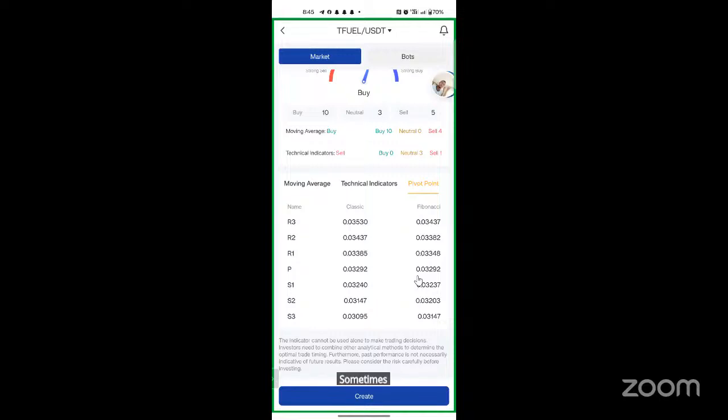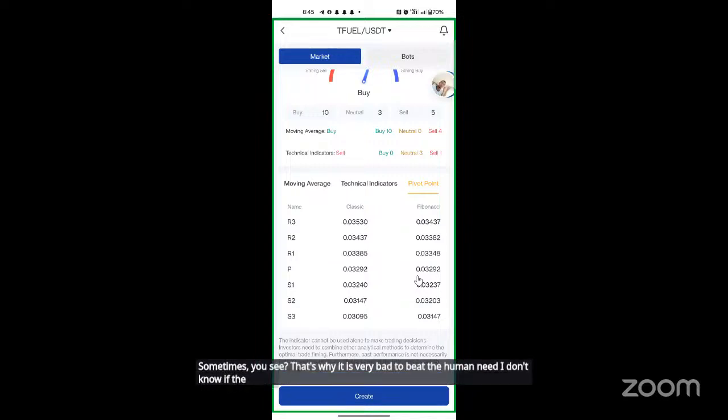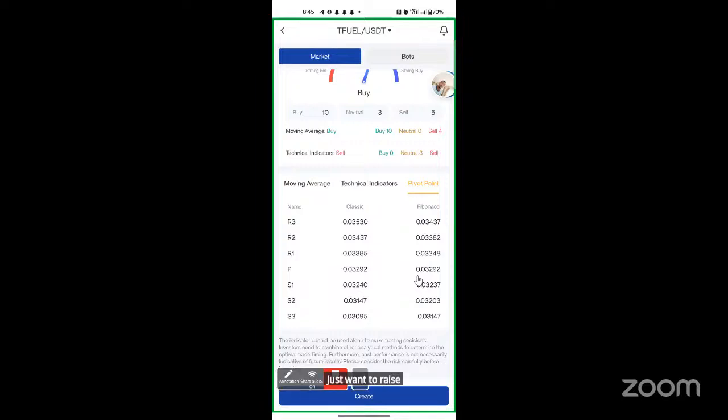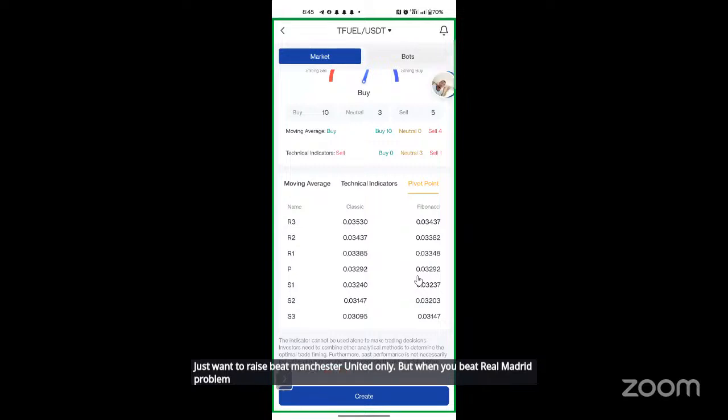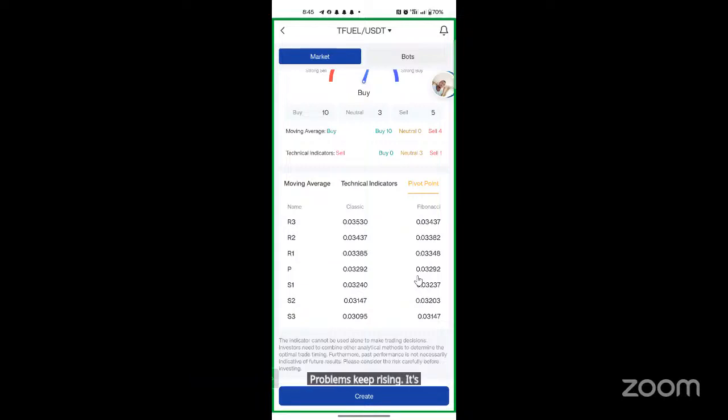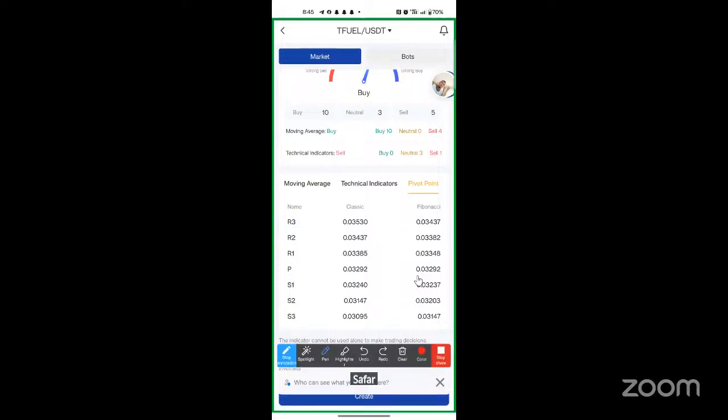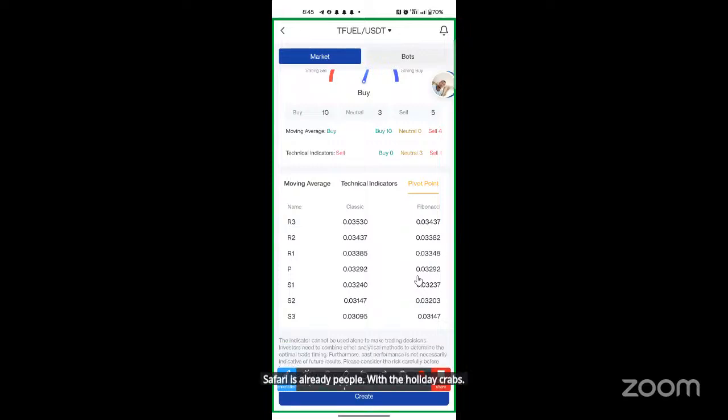Sometimes, you see, that's why it is very bad to beat Real Madrid. A lot of information starts flowing. When you beat Real Madrid, the information becomes very many. That's why I just want to always beat Manchester United only. But when you beat Real Madrid, problem, problem, problem. Problems keep increasing. It's very bad to suffer with all the people, with all the clubs. But that's a joke, guys.